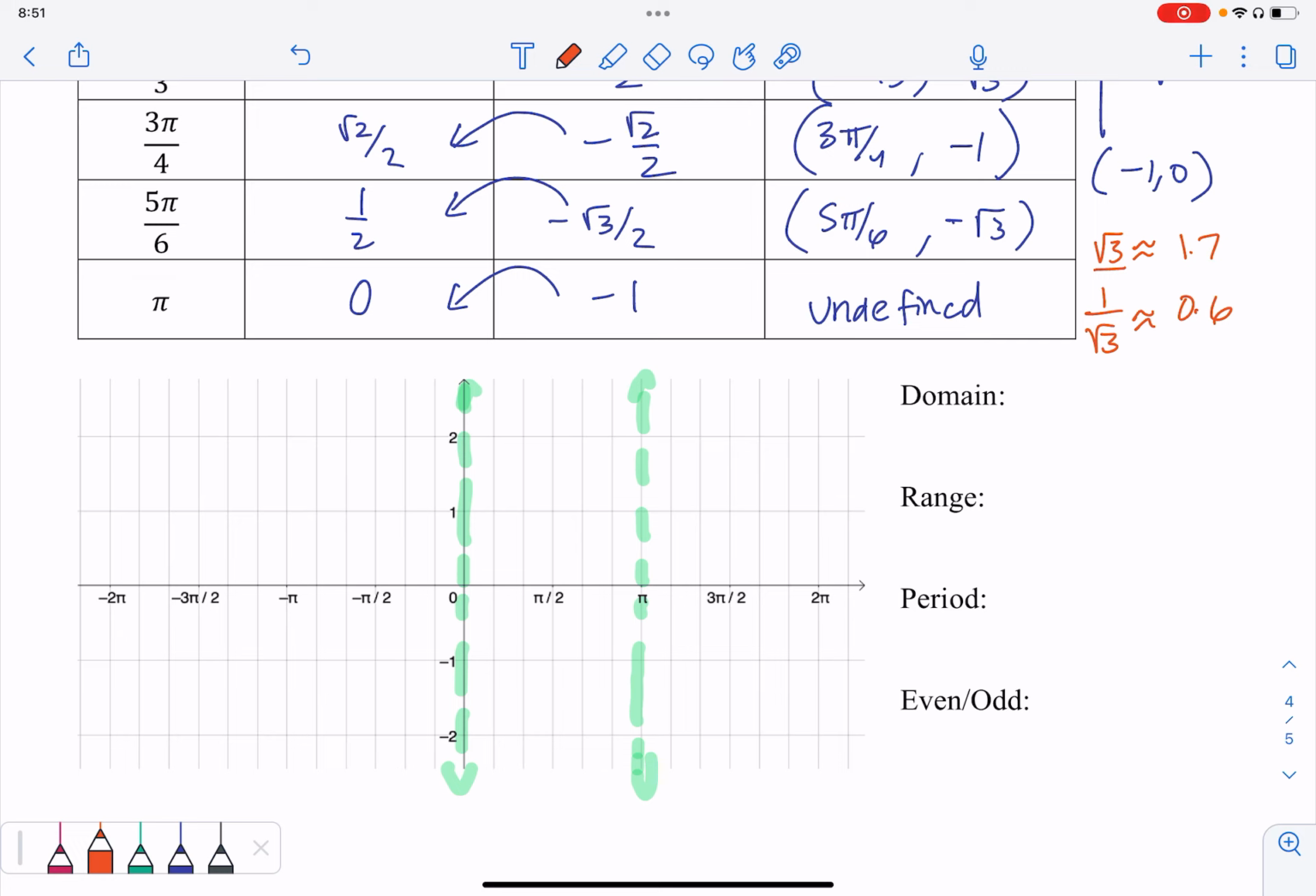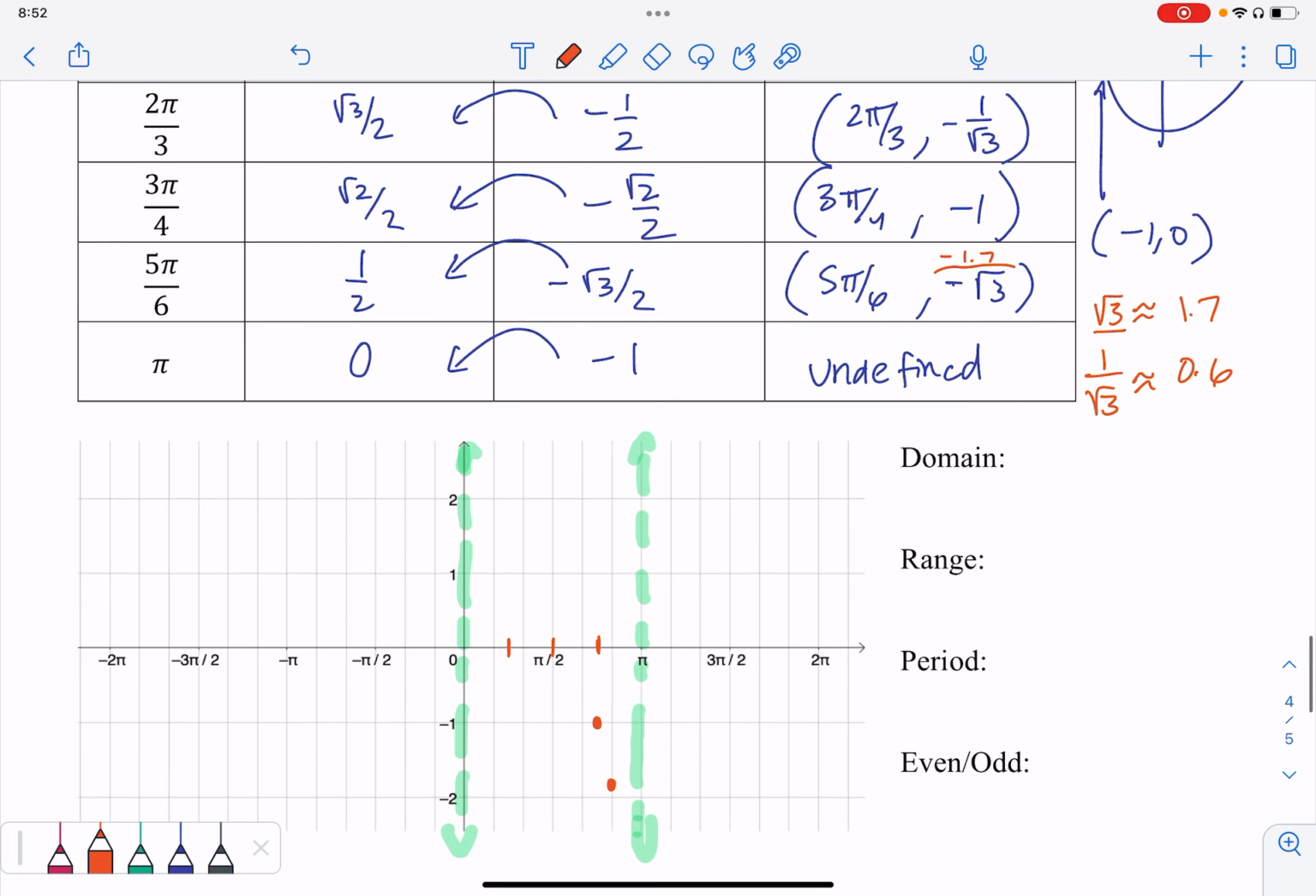Plug in 5 pi over 6, have an output of negative root 3, or negative 1.7. So this is about negative 1.7. That's about right here. All right, plug in 3 pi over 4. So where is that going to live? Well, think of this just in fourths. There it is. Plug in 3 pi over 4, get out negative 1.